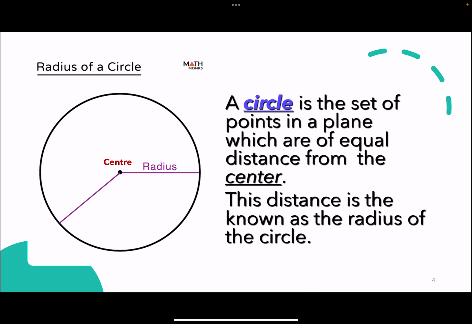Now let's revisit. What does a circle mean? A circle is a set of points in a plane which are of equal distance from the center. So keep in mind this word, equal distance. So when I have the center, every point on the black line, which is the circumference of the circle, will be of equal distance. Alright, so that's why you see the purple line, that's the radius. So the two lines, the radius, have to be the same length. Alright.